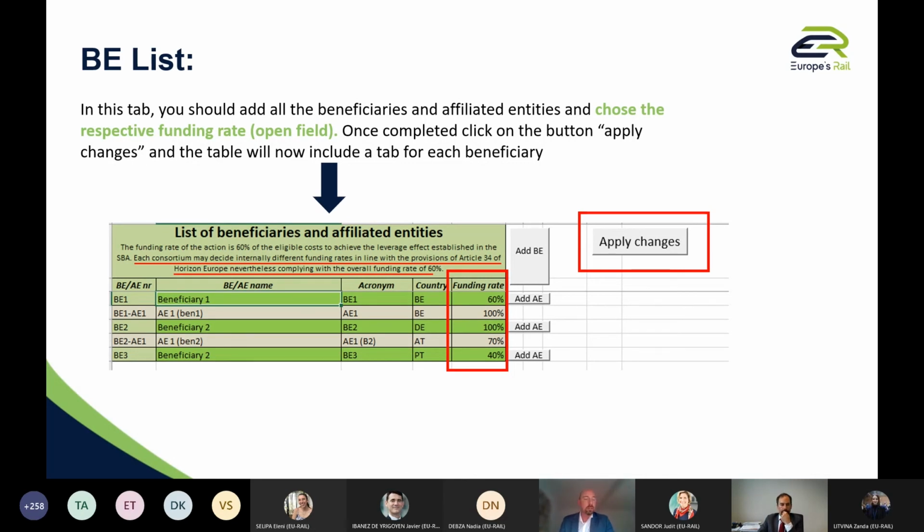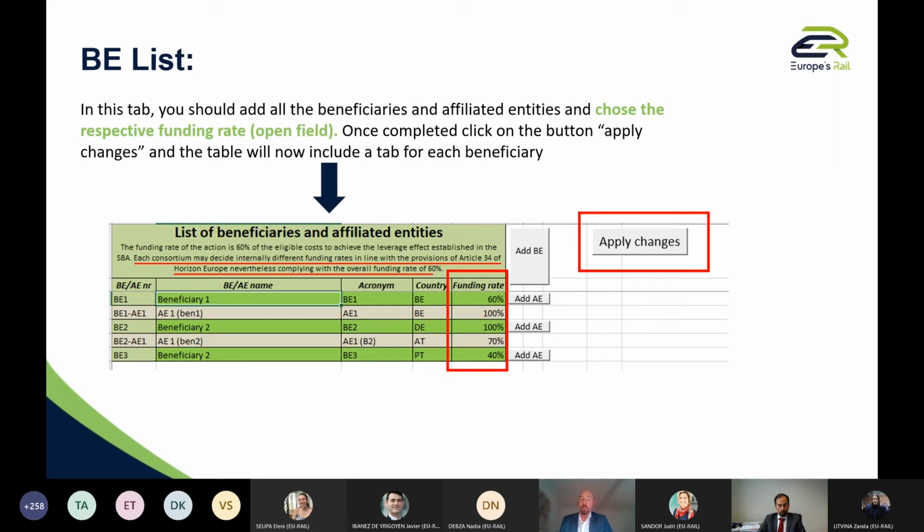meaning that, for instance, I'm reading the text of Article 34: a single funding rate per action should apply for all activities. So that's the case for us, 60%. It's fixed in the program. And you can also implement for innovation action up to 70% of the total eligible cost that could be reimbursed, except for non-profit legal entities where up to 100% of total eligible cost may be reimbursed.